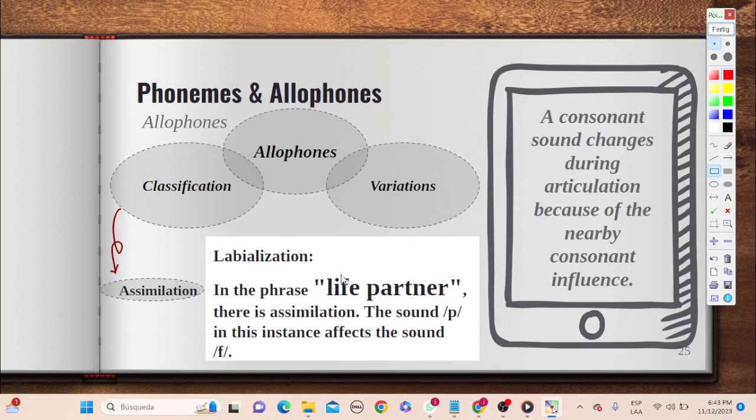It means that the F here, which by the way is a labiodental sound, is going to sound more like a bilabial one. The letter P, as we all know, is a bilabial consonant, and it produces a bilabial consonant sound. So that's why we pronounce life partner, because the sound P in this instance affects the sound of the F.